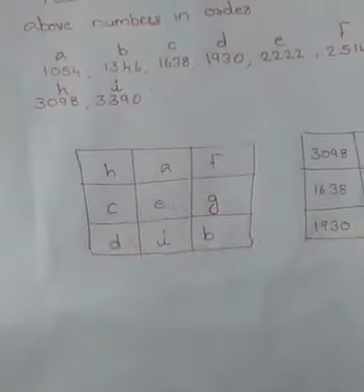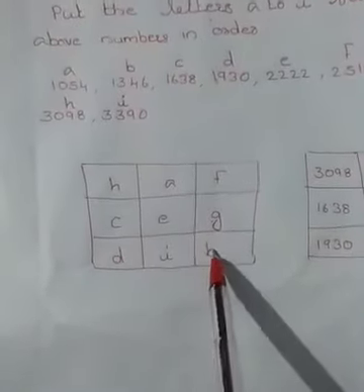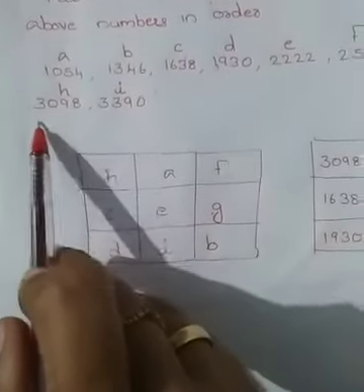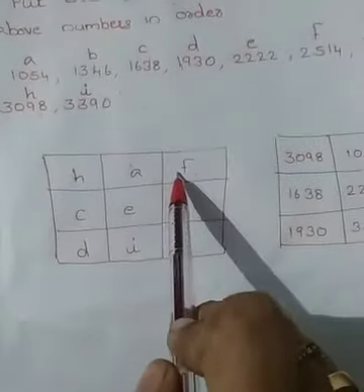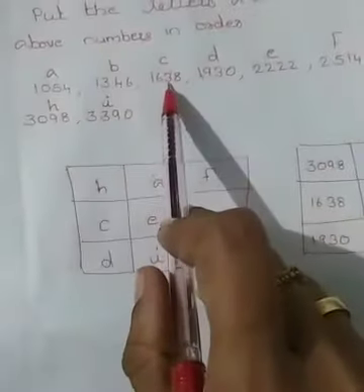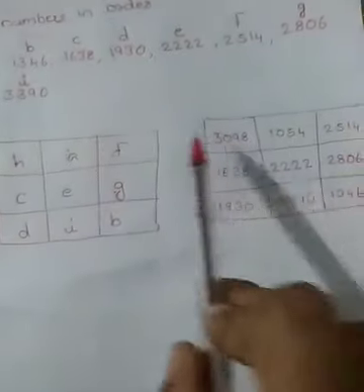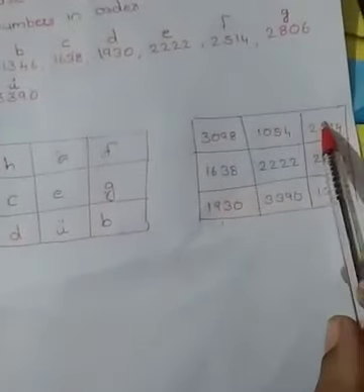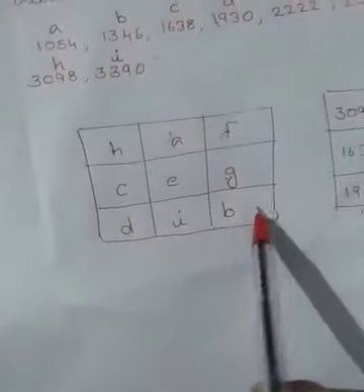Okay. Then write the numbers as H, A, F, C, E, G and D, I, B. That means here we write the number for H. That means 3098. Here 1052. F. 2514. C. Which number? 1638. Like this. This is a magic square. That means row wise, column wise and corner to corner wise the sum is 6666.